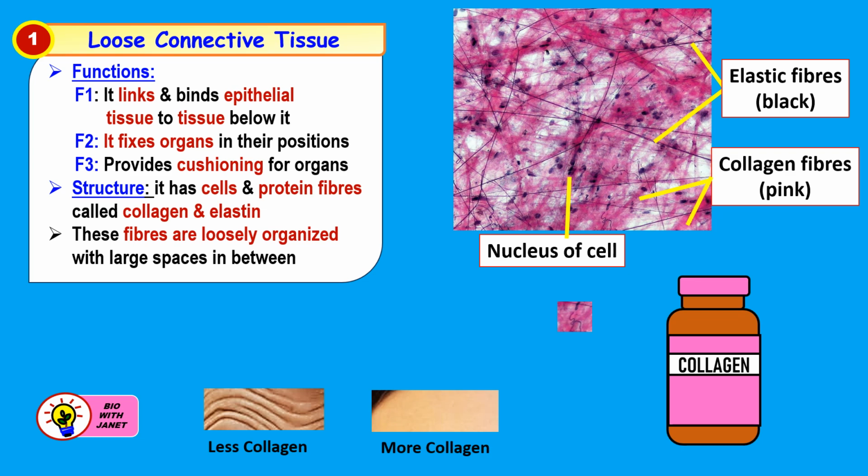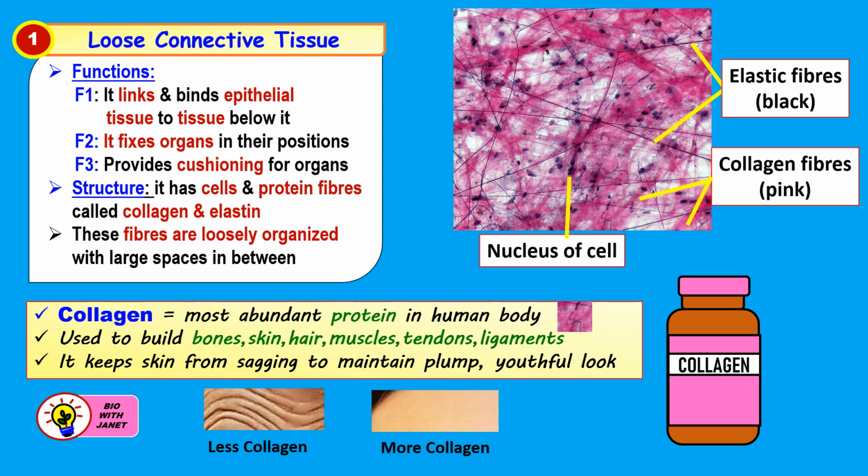So one word that we need to know is collagen. What is collagen? Collagen is a tough protein and the most abundant protein in the human body. It is used to build bones, skin, hair, muscles, tendons, and ligaments. So it builds many different tissues. And it keeps skin from sagging to maintain the plump, youthful look.